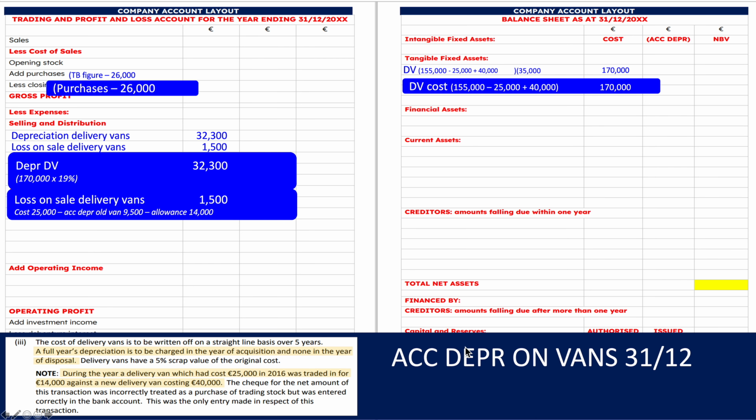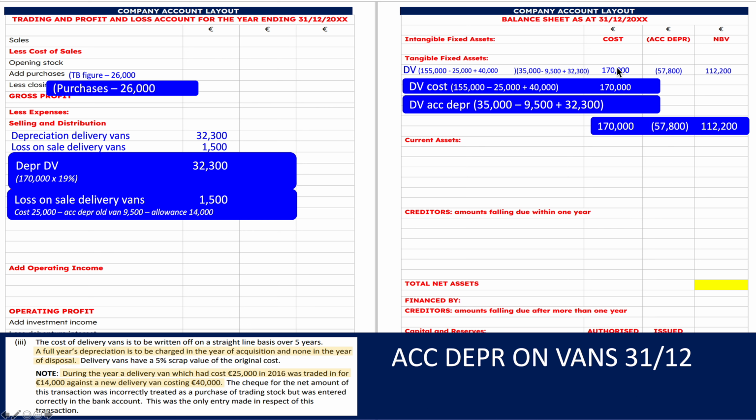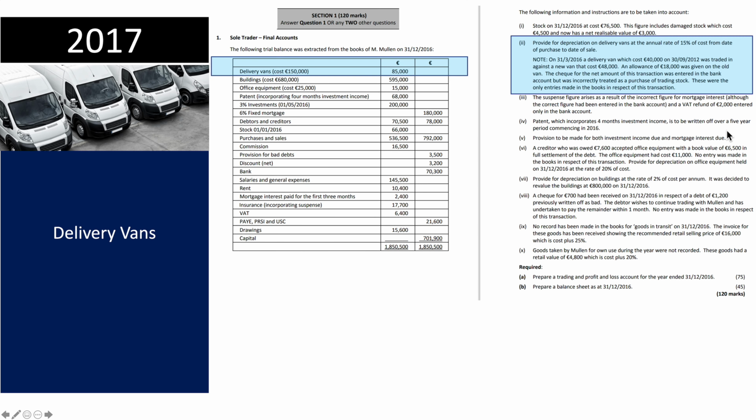Last thing we have to do then is the accumulated depreciation on vans. As I said, we're going to have 3 figures here as well because we bought a delivery van and we sold one. So we're going to minus the 9,500, which is the accumulated depreciation on the old van, and then add the 32,000 euro for this year. So overall we have a cost of 170, accumulated depreciation of 57,800, and net book value of 112,200.